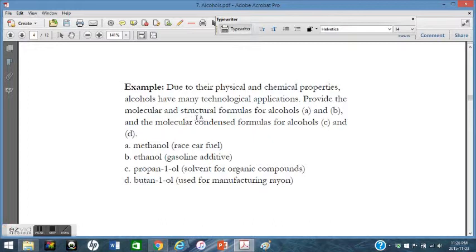Right, and then here's another example. Looking for both molecular and structural formulas for alcohols A and B, and then the molecular condensed formulas for C and D. So for A and B, in terms of molecular formulas, methanol, and this is what you would have used in our first unit, is going to be CH3OH. And ethanol is going to be C2H5OH.